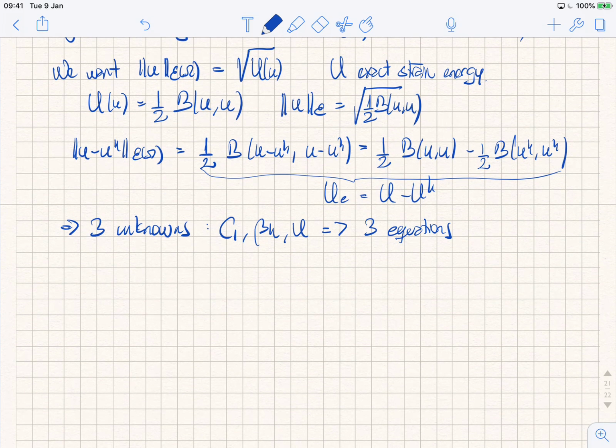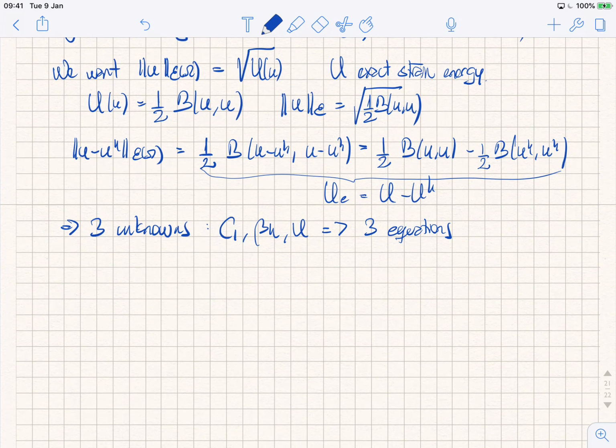U minus UH0, U minus UH1, is equal to 2 beta H, and then the log of H0 divided by H1. We're going to call this 4. Yeah, and I'm going to do the same with the other 2 equations.